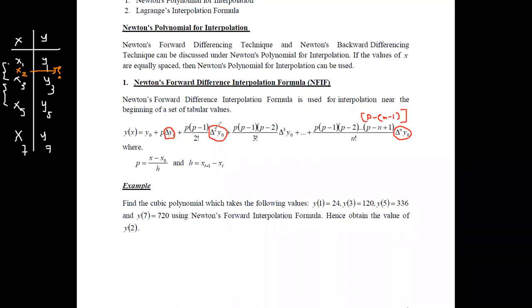Now think about this. Here you are considering the second difference. Therefore, the maximum value that you can see here is 1. For the third difference, the value is 2. Therefore, for the nth difference, this value should be n minus 1. Once you solve the bracket, we can write this as p minus n plus 1 divided by n factorial.